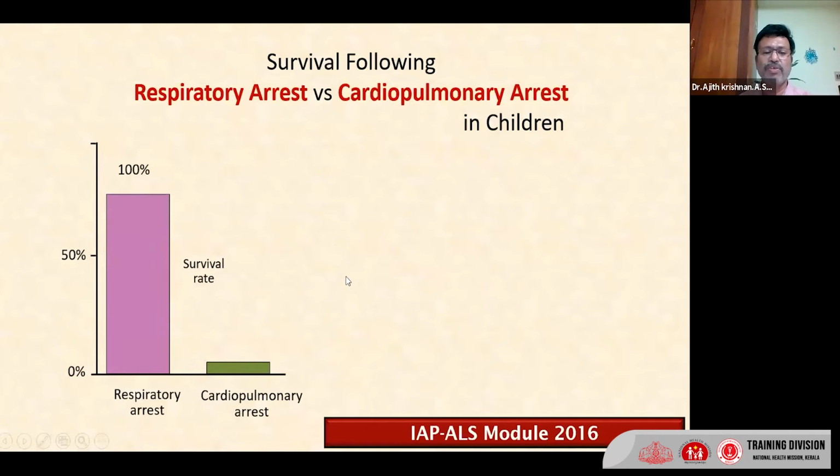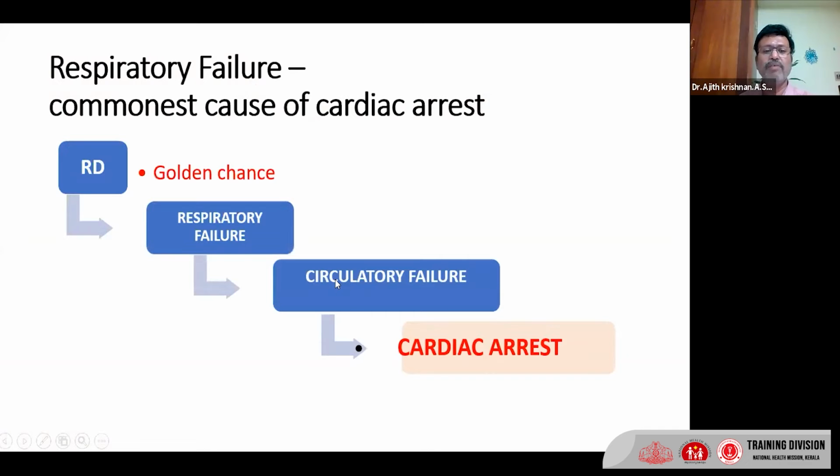and circulatory dysfunction. It's a very important slide, because even with a child with respiratory distress, you should be very careful, because you are getting a golden chance so that the child does not go into respiratory failure and subsequently circulatory failure and cardiac arrest. So even a child with tachypnea or respiratory distress is very important, and they should be managed appropriately.